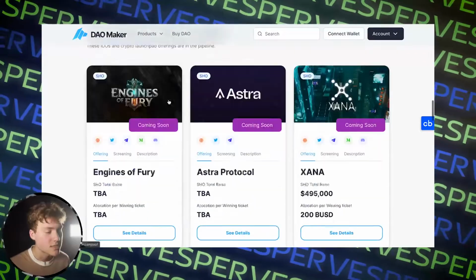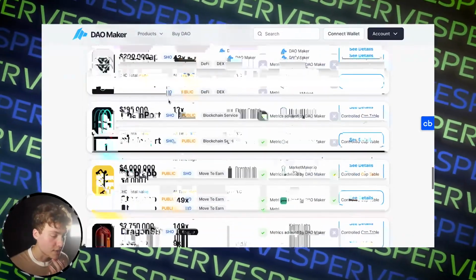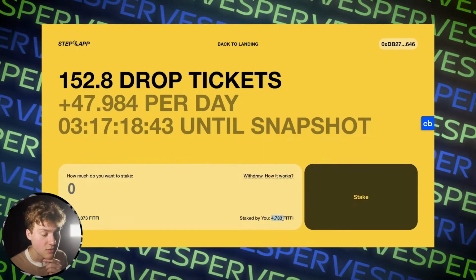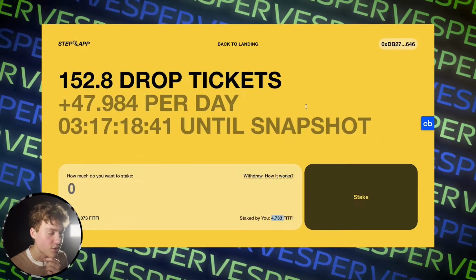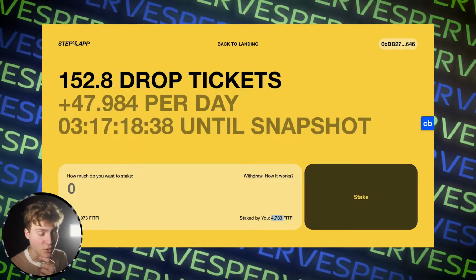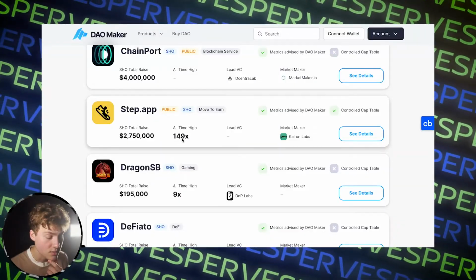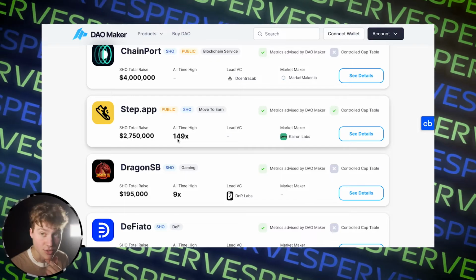DaoMaker is like Binance in the centralized exchange industry. One of the most recent projects they launched was StepUp that I'm crazy bullish on. Right now, as you can see, I'm staking almost 5,000 Seedify tokens, and I'm really bullish on this project. Nothing is financial advice, but as you've seen, this is a project that I did invest in. And you can see here that the all-time return was 149x, which is crazy high.